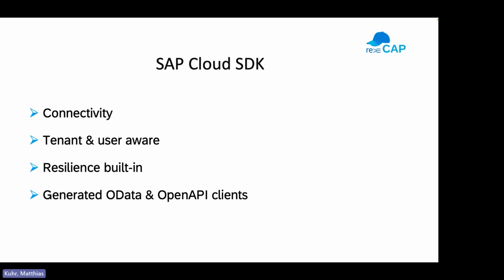The SAP Cloud SDK is tenant and user aware out of the box, so you don't need to take care of user isolation or tenant isolation. You can change it, you can adjust it, but generally everything you do is tenant safe. This is true for both SDKs, Java and JavaScript. We have resilience built in. It's a bit different between Java and JavaScript, and you will see the differences later. Also the way it integrates with CAP differs, for many reasons, and you will see some of those later.